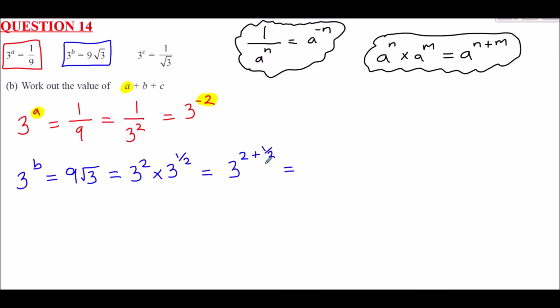Now 2 add a half is 2.5, and as a top-heavy fraction, 2.5 is the same as 5 halves. If you really want to, you could say it's equal 3 to the power 2.5. Doesn't really matter which one you go for, but the important thing to mention here is that 3 to the power b is the same as 3 to the power 5 over 2. 3 equals 3, that's equal to this, so therefore the powers must be equal too. So b must equal 5 over 2, or if you put it in decimal form, it's equal to 2.5. So we now know that b is 2.5.